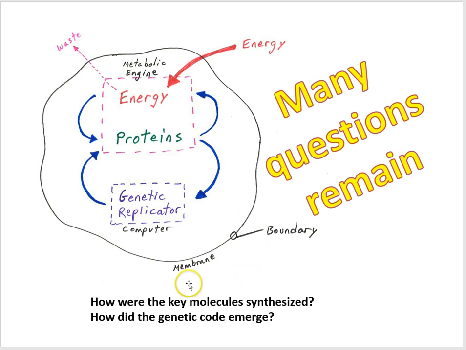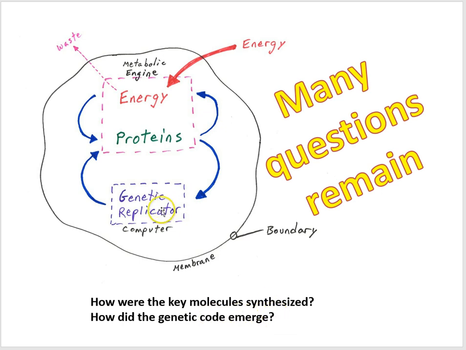Here are two key questions. How were the key molecules synthesized? Again, just what exactly were the chemical processes that produced the molecules that make up proteins or DNA and sugars and lipids that make the membrane, etc.? And then another really interesting question: how did the genetic code emerge?